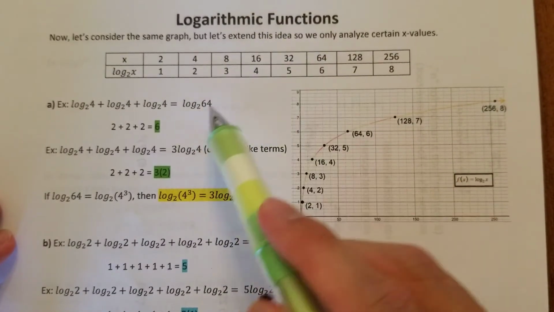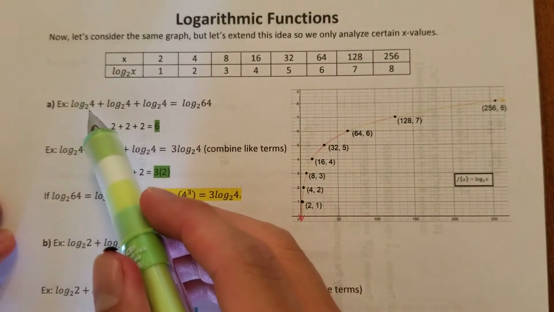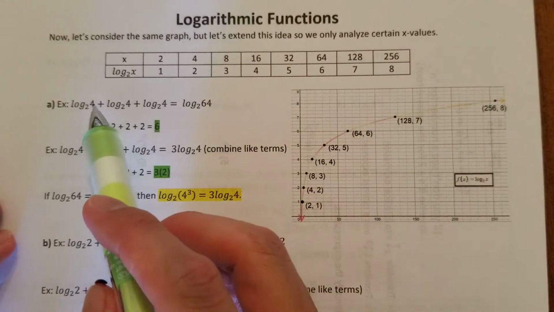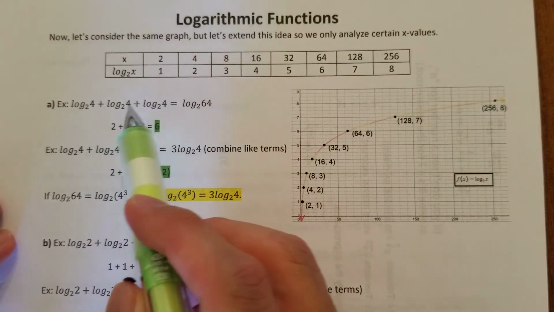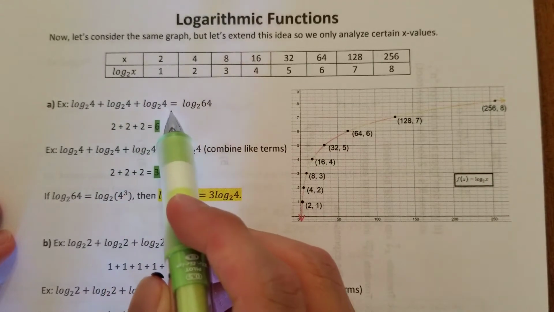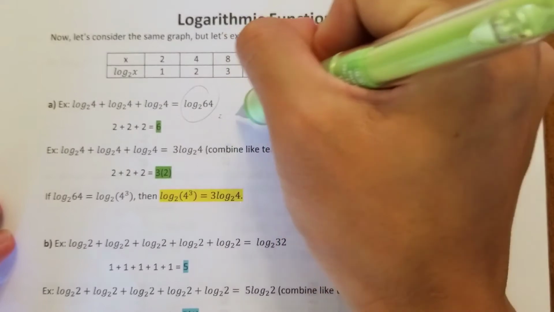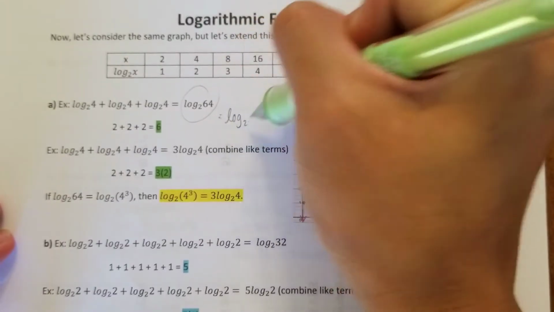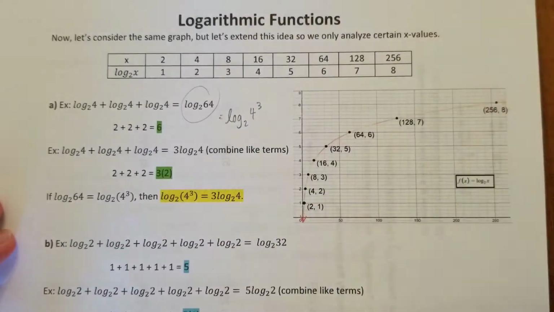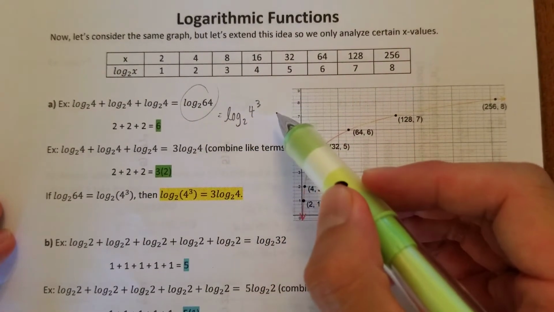Now, the way that works is, you can think of it this way too. If you add, remember, you multiply each of these numbers. 4 times 4 is 16. 16 times 4 is 64. So in other words, this whole expression is log base 2 of 4 cubed.